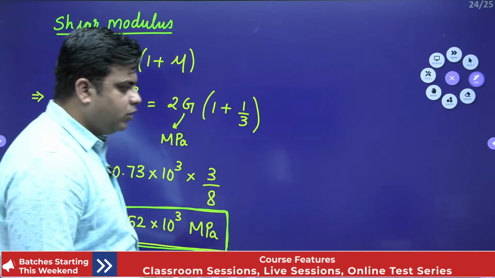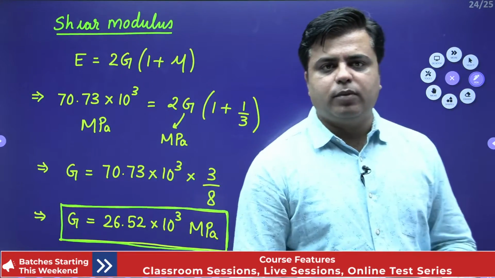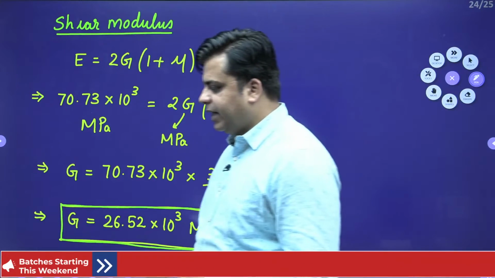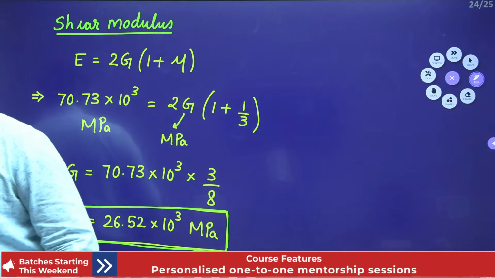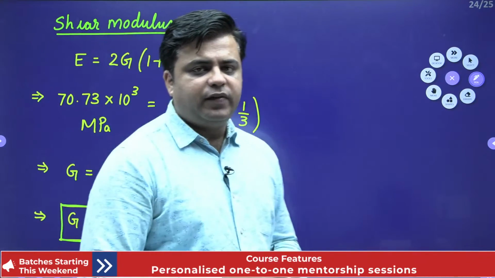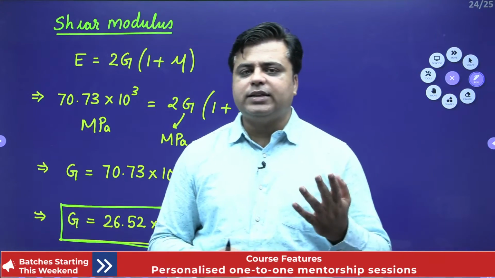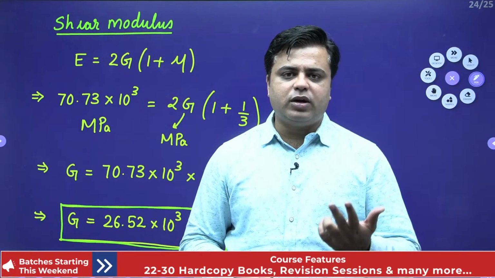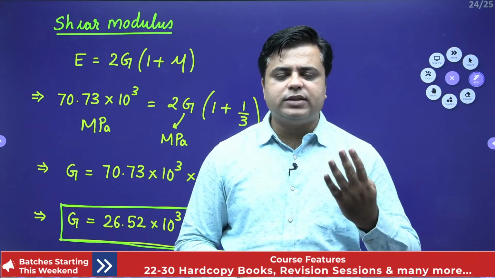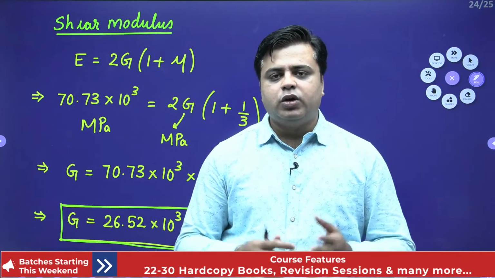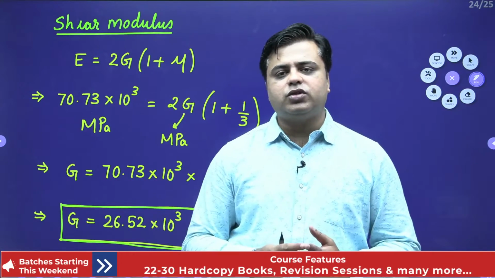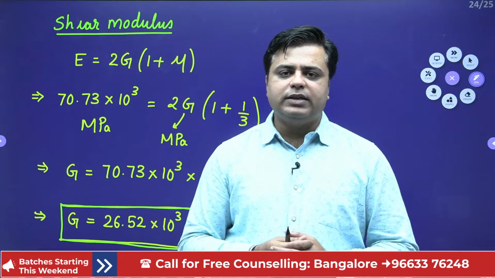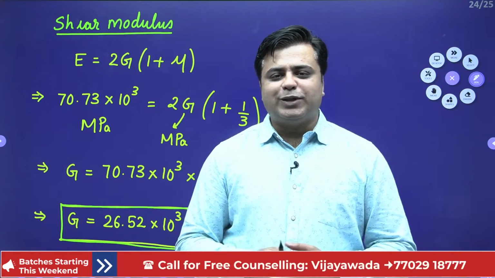So this is how you need to apply all these formulas for calculating the elastic constants, right? Again, there are 4 relations between elastic constants. And what are the elastic constants? The first one is Young's modulus, the second is shear modulus, the third is bulk modulus, and the fourth is Poisson's ratio. I hope through this numerical you understood how to apply these formulas and the relation among these elastic constants. So that is all for today.